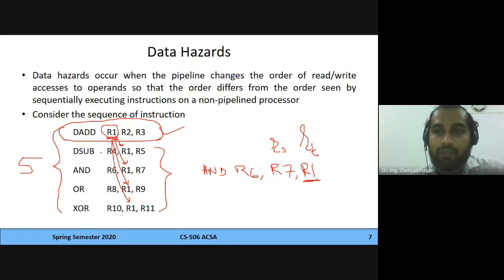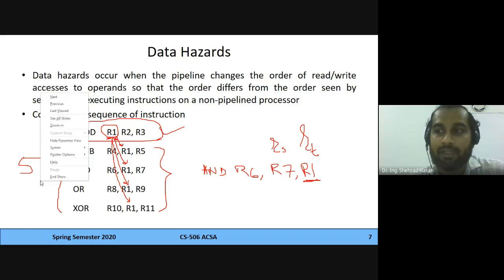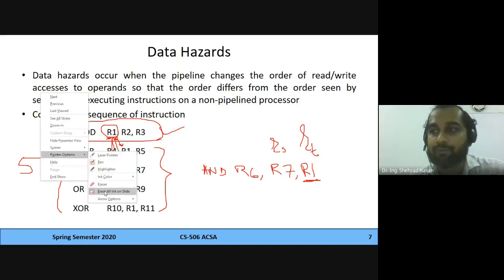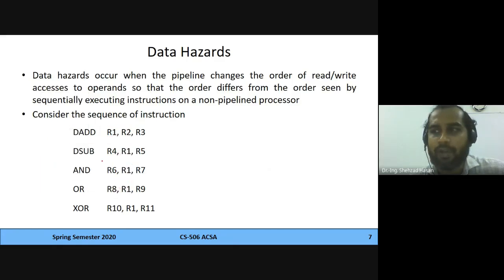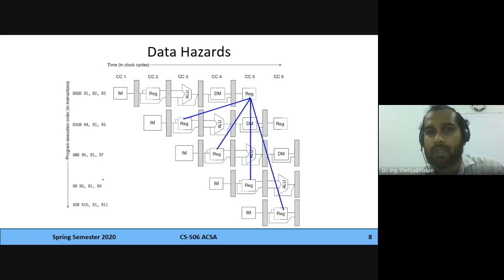Here we can easily see that in this sequence we are just talking about R1 and we are not interested in other registers. We are not concentrating on R4 or R6. All these registers are different except R1, which is common in all 5 instructions. So we are going to look at how this is going to execute.